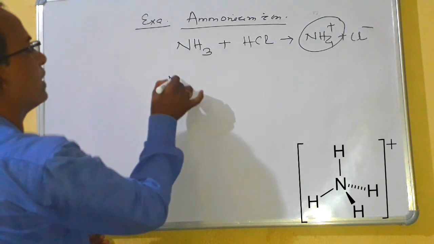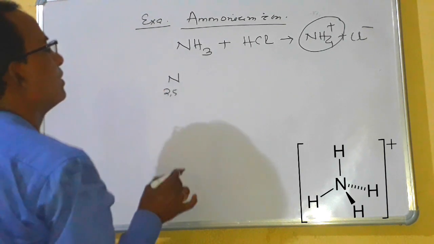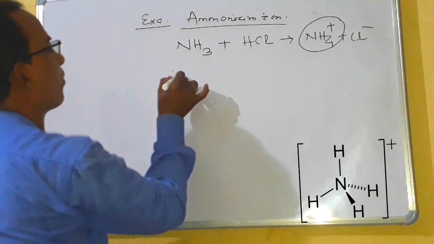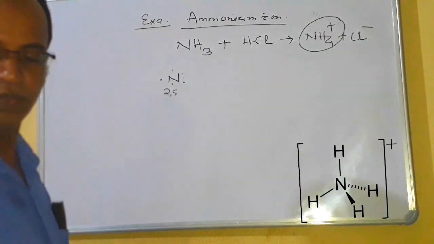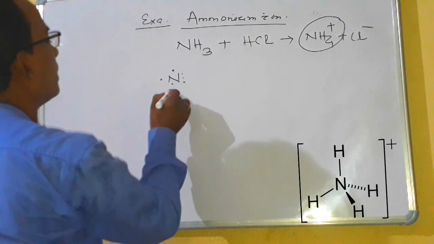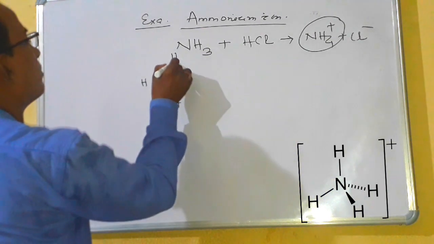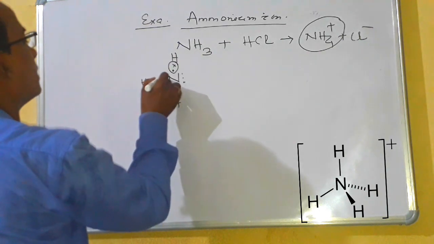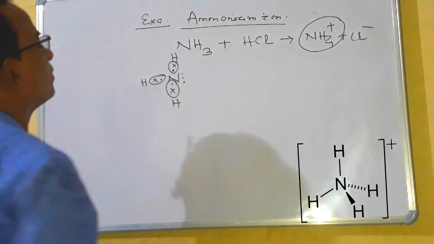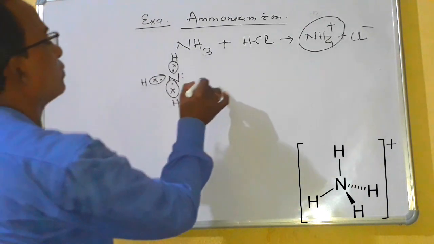We know nitrogen has electronic configuration 2, 5, so it has 5 electrons in its outermost shell. Nitrogen shares 1 electron each with 3 hydrogen atoms, forming 3 covalent bonds, and it still has one lone pair of electrons.